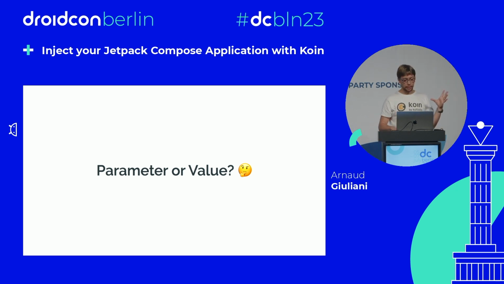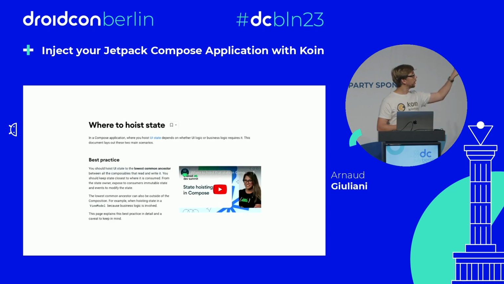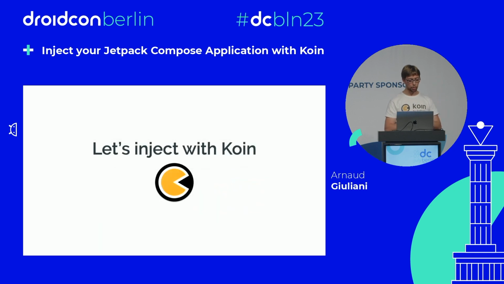This question can be answered partly, and there's good content in the Google documentation about that, about hoisting state, and where and when you need to extract those components or to put them as parameter or as a value inside your composable. But we will come back to that later. I propose now to inject this with Koin.